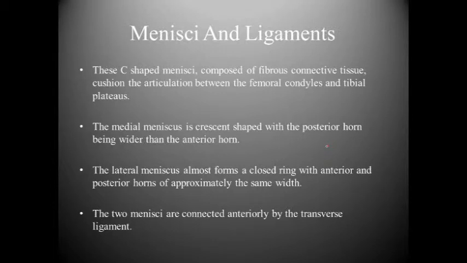So the menisci and ligaments of the knee. There are C-shaped menisci composed of fibrous connective tissues which cushion the articulation between the femoral condyles and the tibial plateaus. What you have to know about menisci is that they function as a cushion between the femoral condyles and the tibial plateau. The medial meniscus is crescent shaped with the posterior horn being wider than the anterior horn. The lateral meniscus almost forms a closed ring with anterior and posterior horns of approximately the same width. The two menisci are connected anteriorly by the transverse ligament.